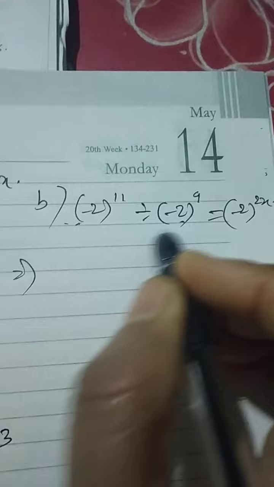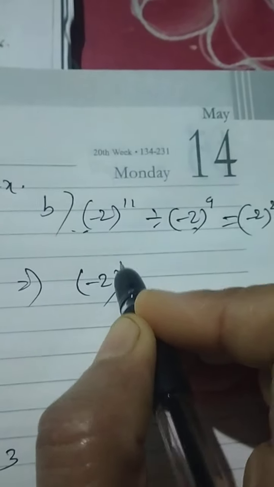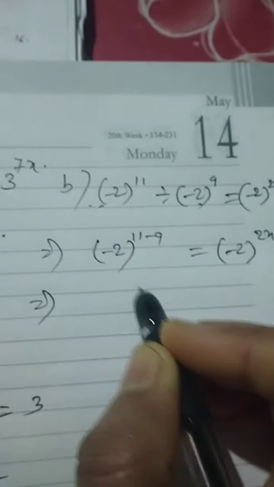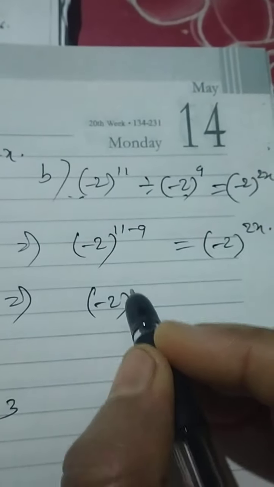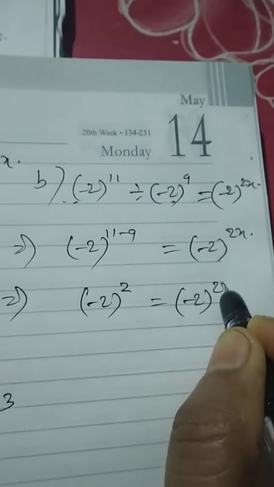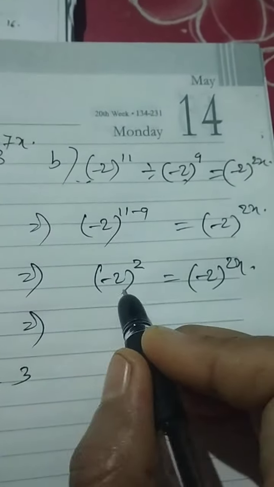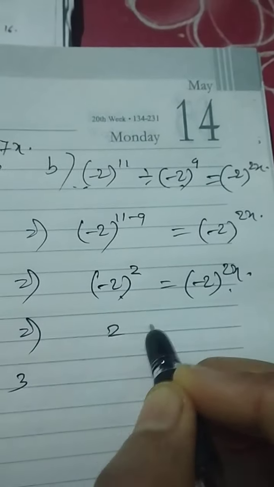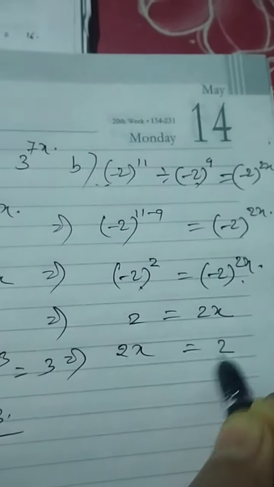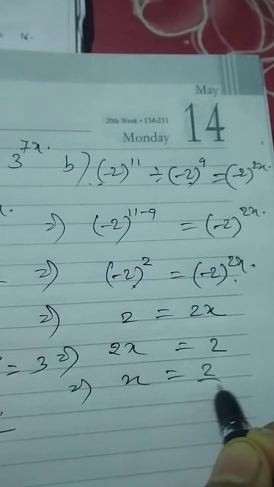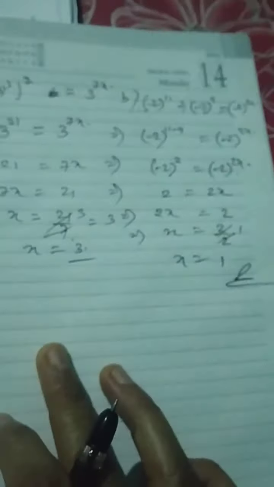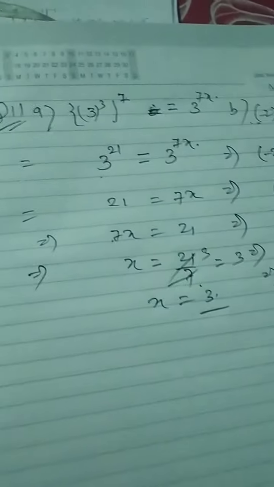So you can see the bases are the same. Whenever the base is the same, we subtract the powers. Now minus 2 to the power 11 minus 9, that is 2. Now the base is the same, so we can equate the powers. 2 is equal to 2x, or you can bring 2x here and 2 this side. x is equal to 2 by 2, so x is equal to 1. So 1 will be the answer. The x value is 1. Got it?